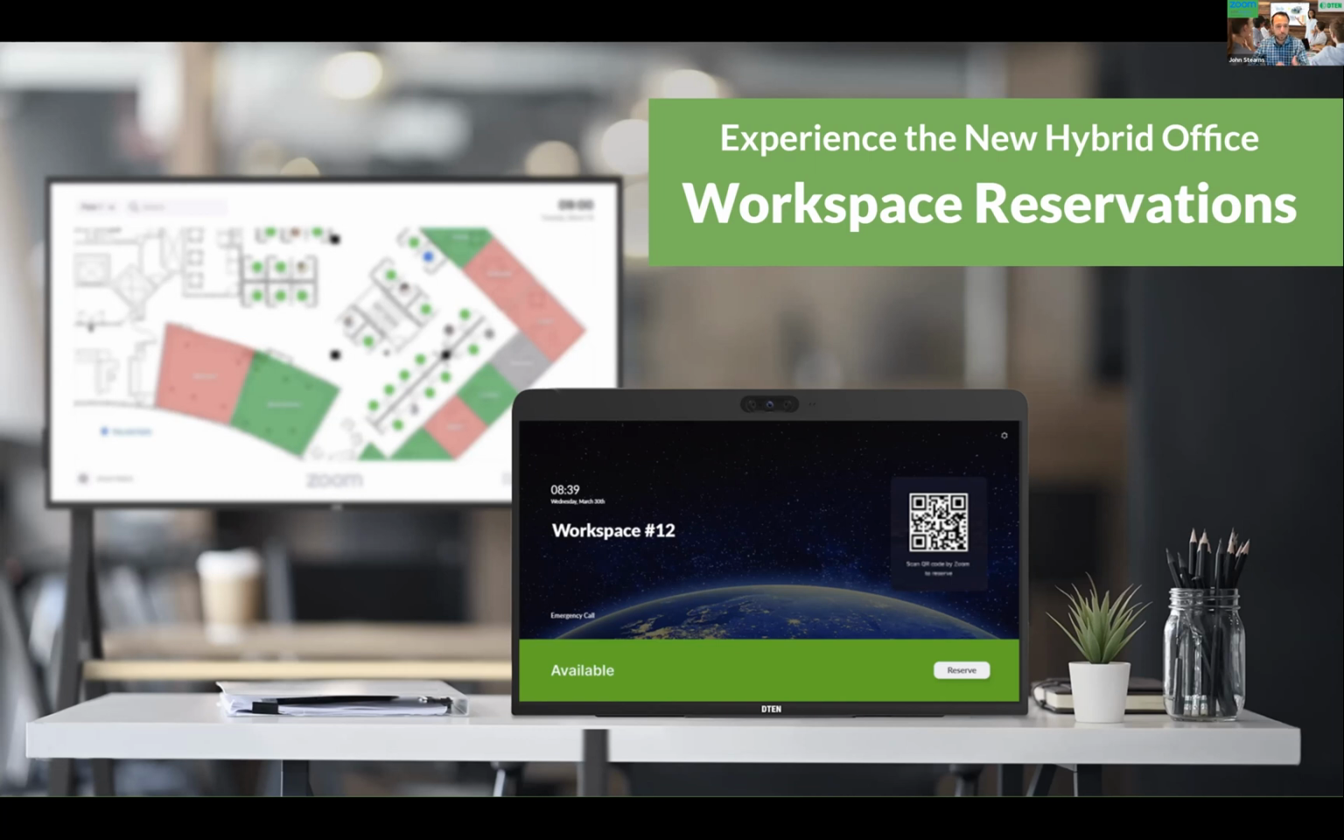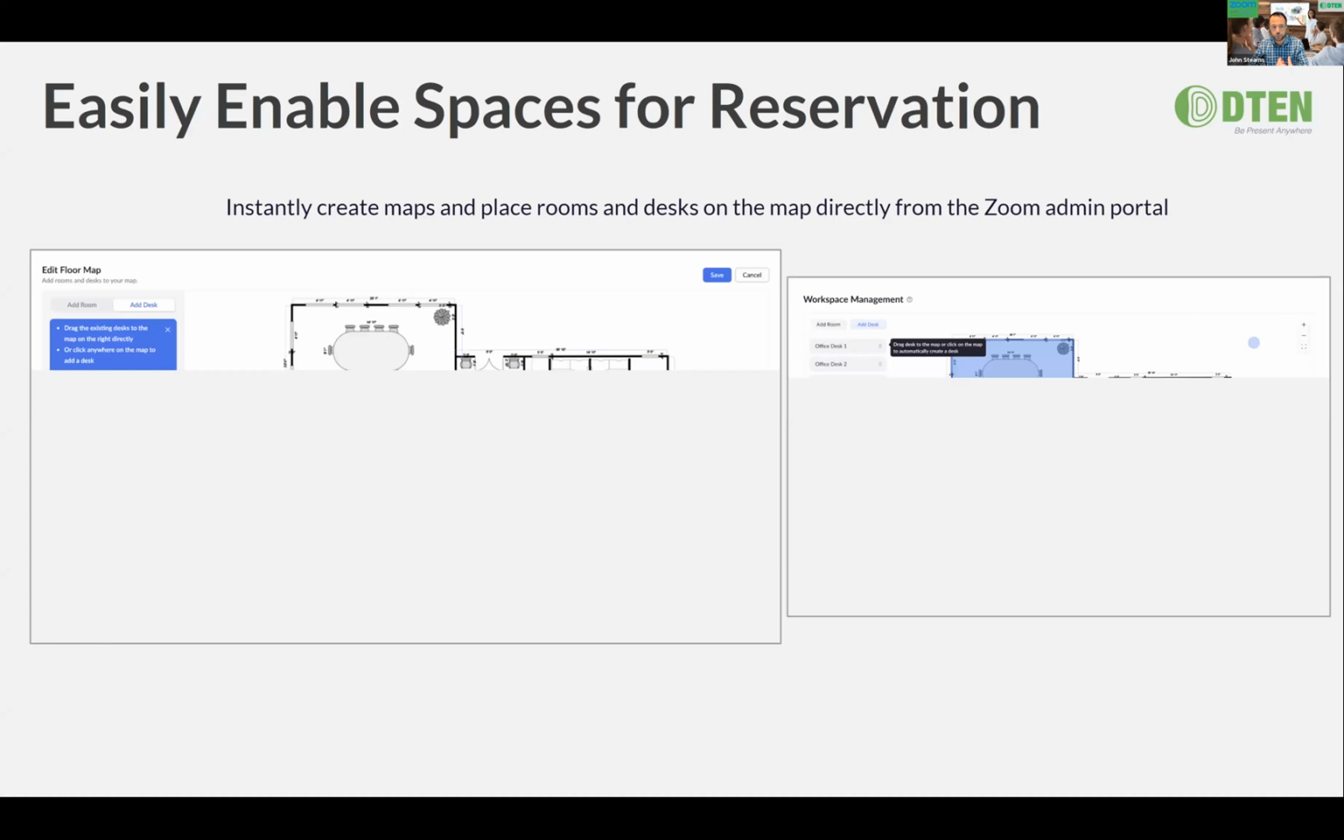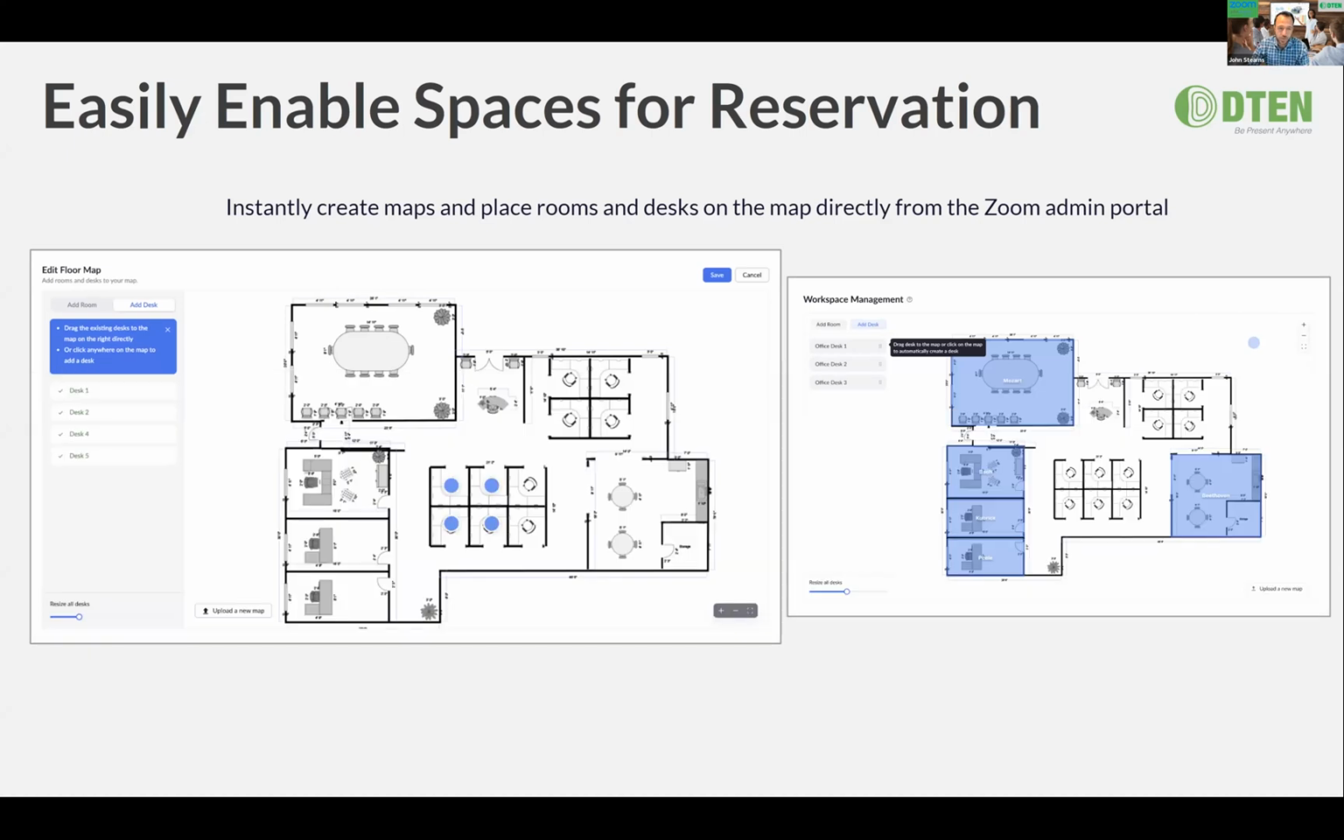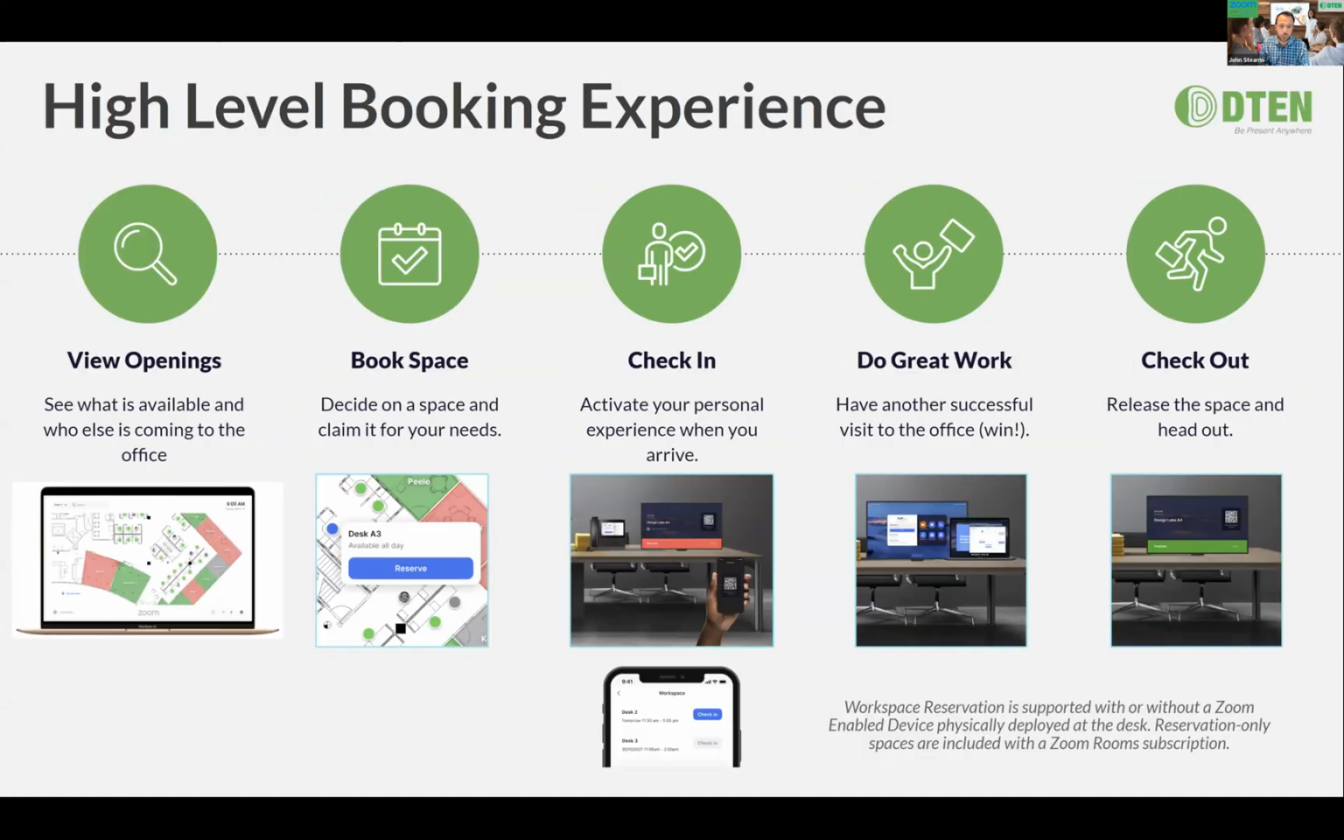You can walk up to the desk and reserve it ad hoc or check into that desk. But the other really cool thing here is, this is all done from the Zoom admin portal. You upload your floor map for each floor, you drag your rooms over, you drag your desks over. It's super simple to set up. But there's even more experiences that users can identify and reserve workstations, whether that's individual desks or rooms.